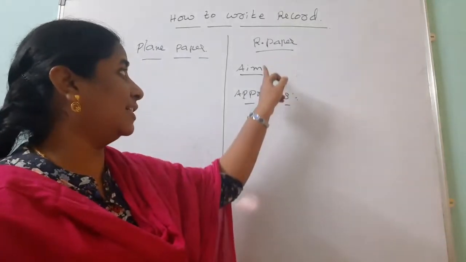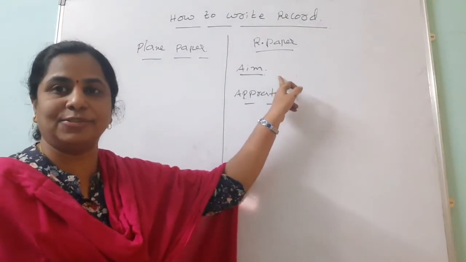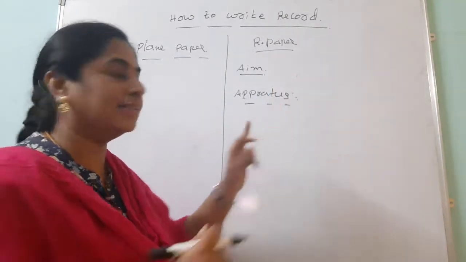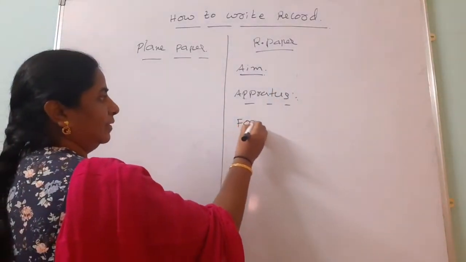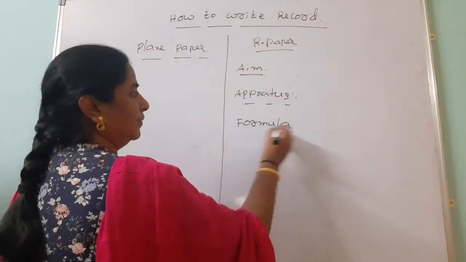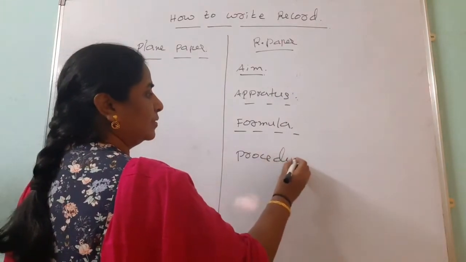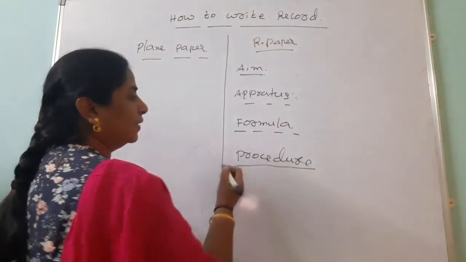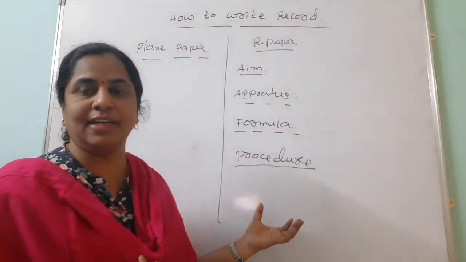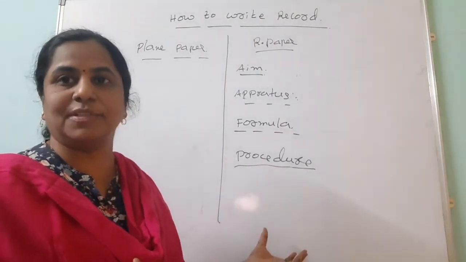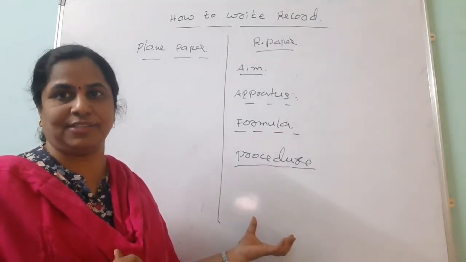Anyway, if the first experiment is vernier calipers, you should write the aim, apparatus, then formula. Our next thing is procedure. If you want to write the description also, you can write it. After procedure and description, we can go through the precautions.